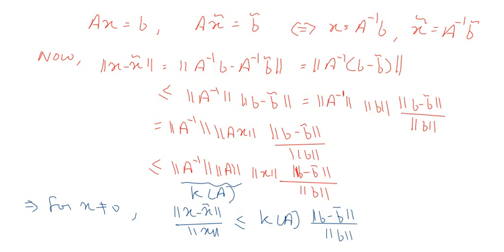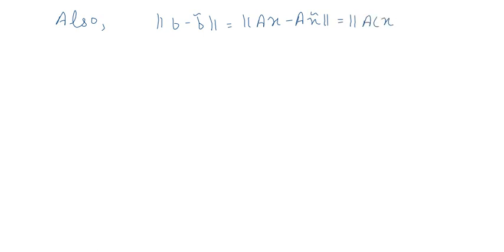So this is one side, meaning you got the upper bound. Okay, what about the lower bound? Now also you can say norm of B minus B tilde equals norm of Ax minus Ax tilde, that is equals to norm of A into x minus x tilde, that's less than or equal to norm A times norm of x minus x tilde.